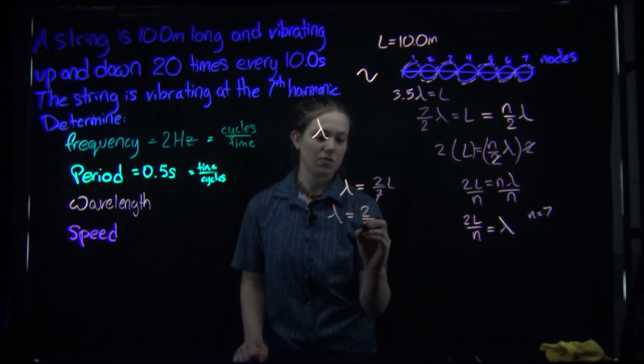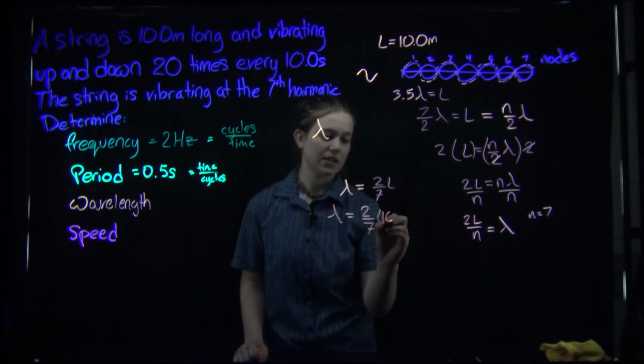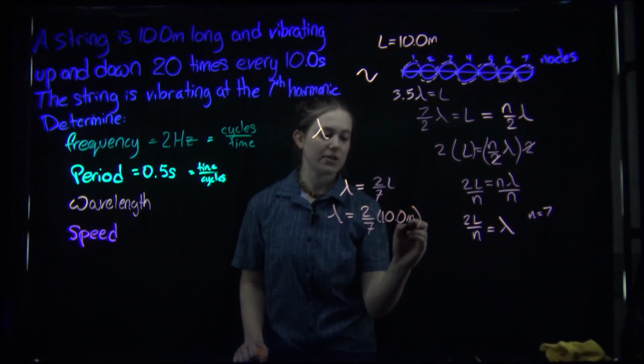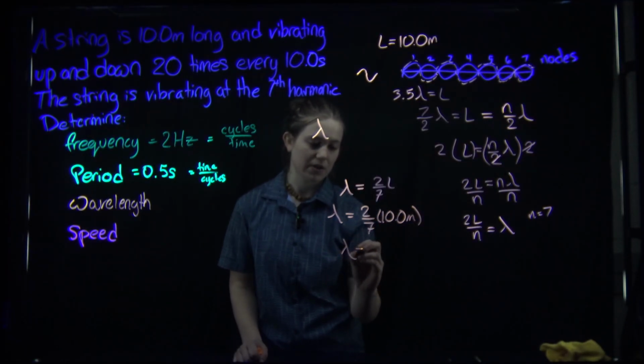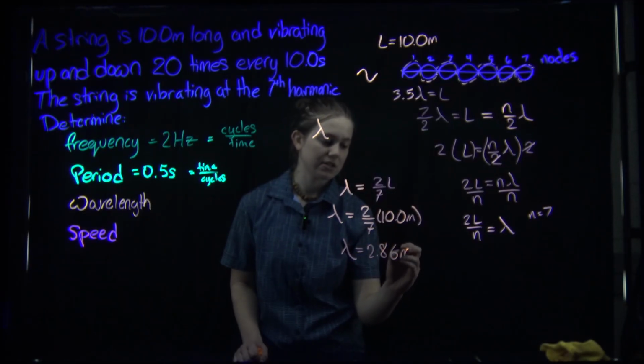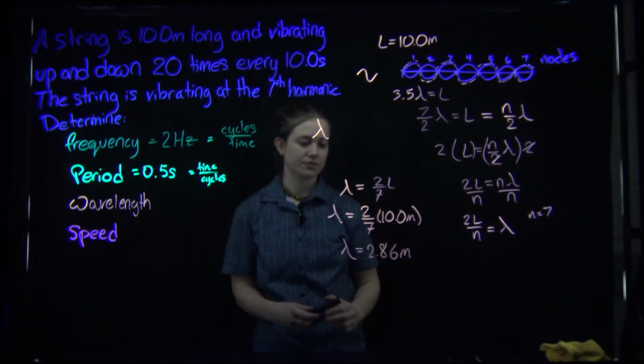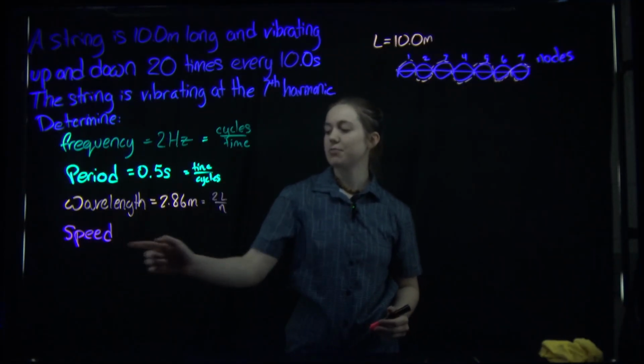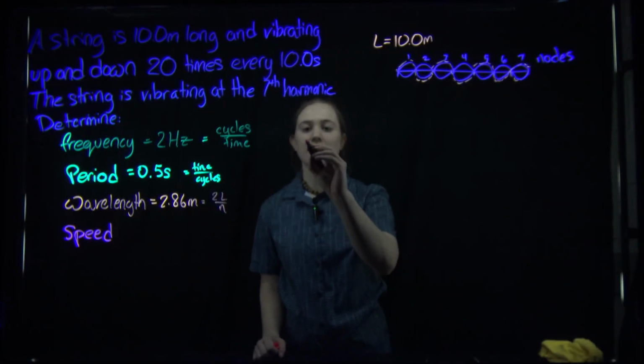All right, so let's plug in our length. That is 2 over 7 times 10 meters, which is going to work out to 2.86 meters.